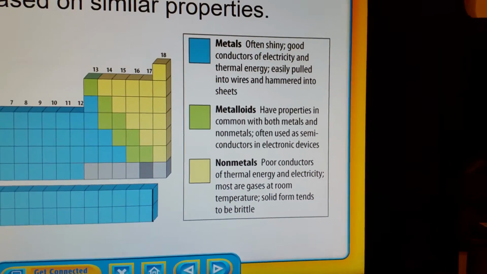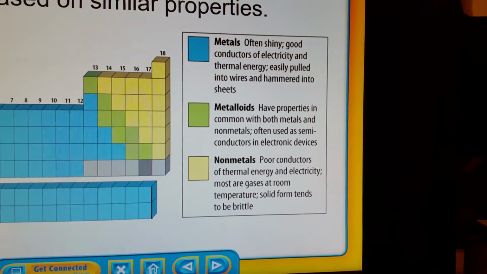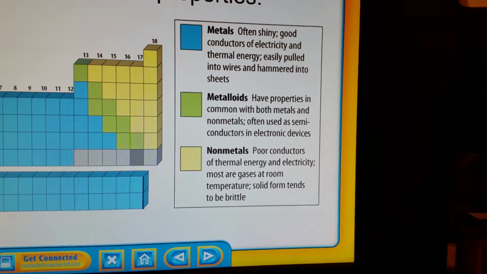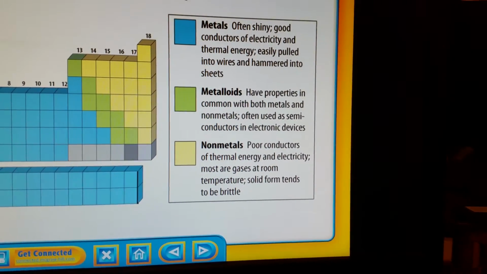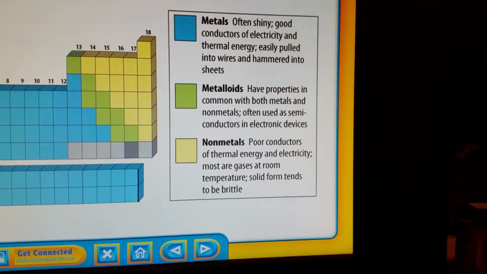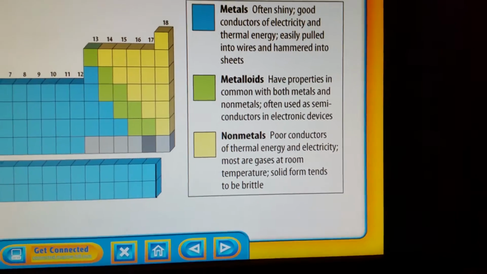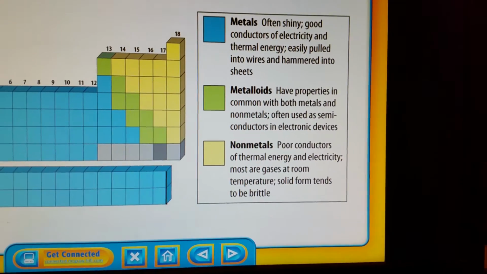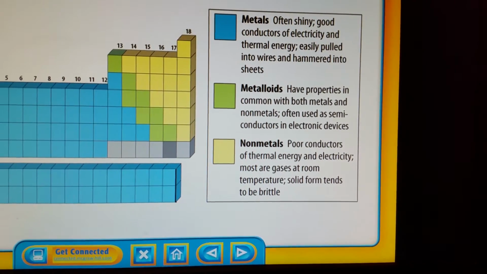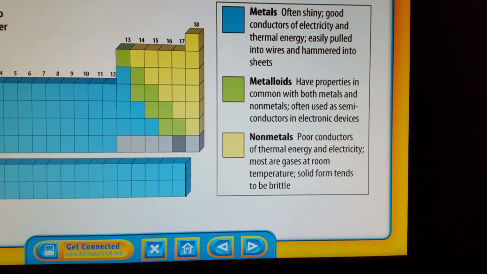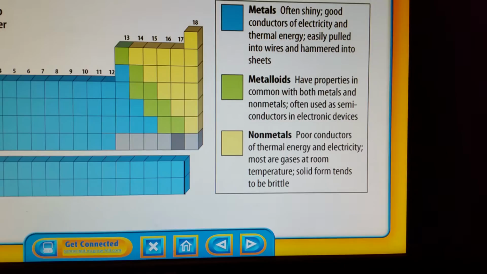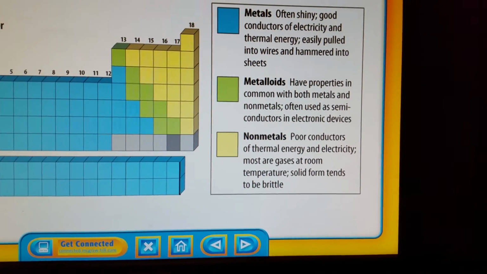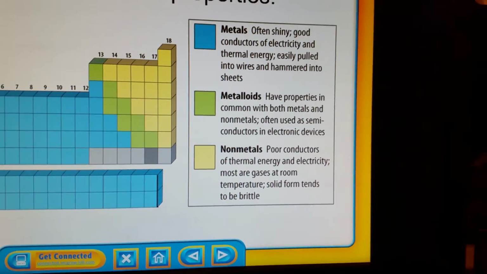Metals are often shiny, good conductors of electricity and thermal energy, easily pulled into wires and hammered into sheets. We talked about ductility, which is the ability to be pulled into thin sheets without breaking. And we also talked about malleability, the ability to be bent and hammered without breaking.